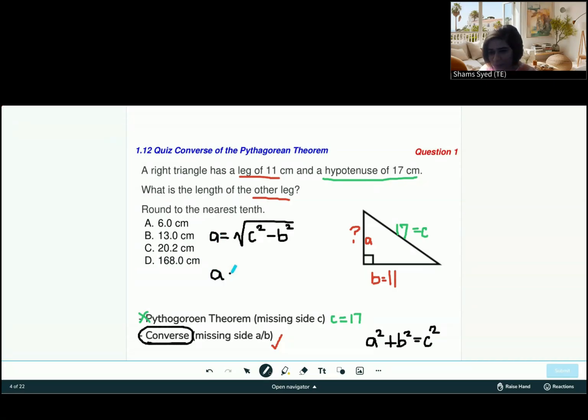Side A equals the longest side C, that's 17, squared, minus the given shorter side, squared. And in order to get A by itself, square root this entire thing. Everybody put this in the calculator and see what you get. You can generate the answer in one go using the Desmos calculator.